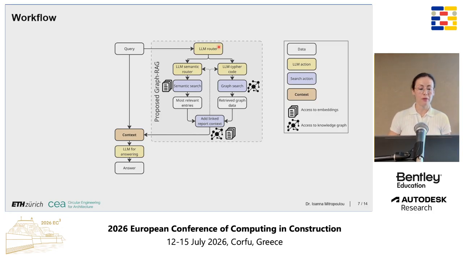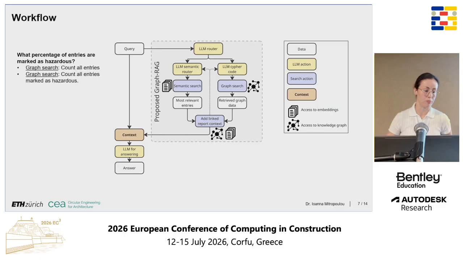And then for each step, the router decides if it should be carried out with semantic search or with graph search. We use semantic search for finding conceptually similar entries using cosine similarity, and graph search for tasks such as counting entries, filtering them, or traversing relationships in the graph. And at the end of each step, the router also decides if relevant context from the report should also be added to the context. So let's see some examples of query decompositions.